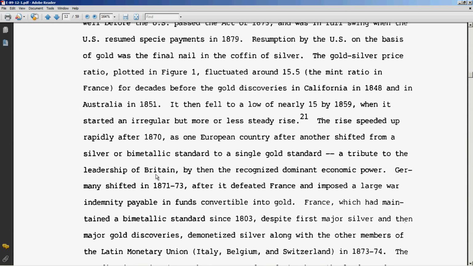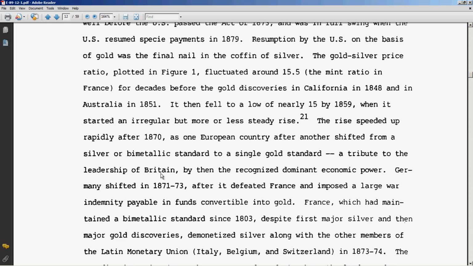And this is going to be key here, and this is going to be something that Savoy is always going to be talking about, which is the Pilgrim Society of Britain, which is the bankster cabal which is behind all of this. So you can see that the demonetization of silver actually began in Europe. It didn't begin with the Act of 1873.